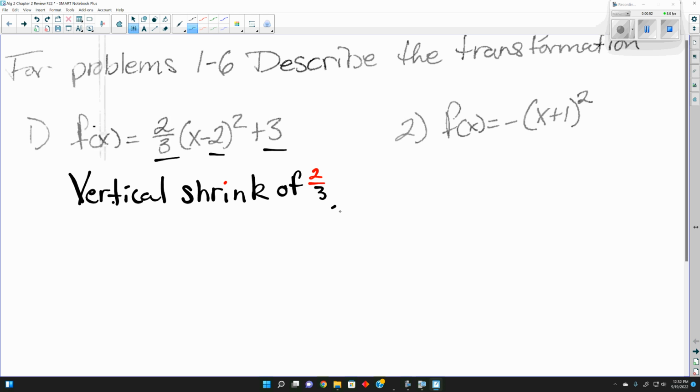Now, if there was a negative in that spot, it would be a reflection across the x-axis. Now, the next thing we have is the -2 inside the parentheses, which is telling us that we're either moving it to the left or to the right. So it's right 2. And lastly, the +3 is telling us it's up 3. And that's it. So any other questions on number 1?